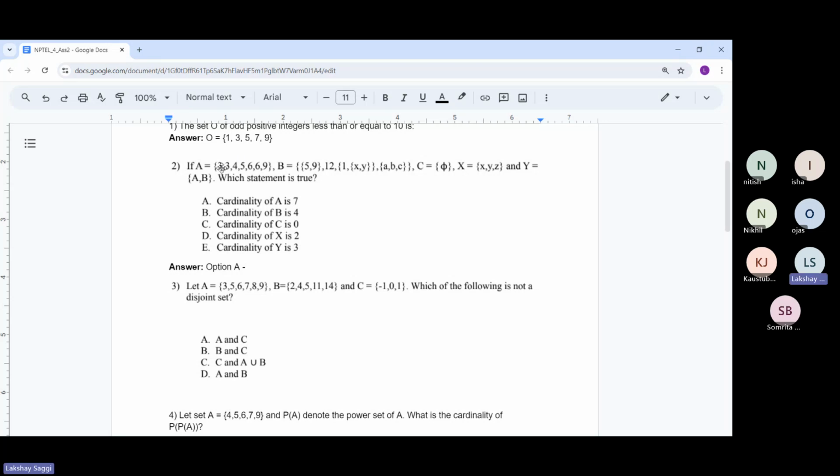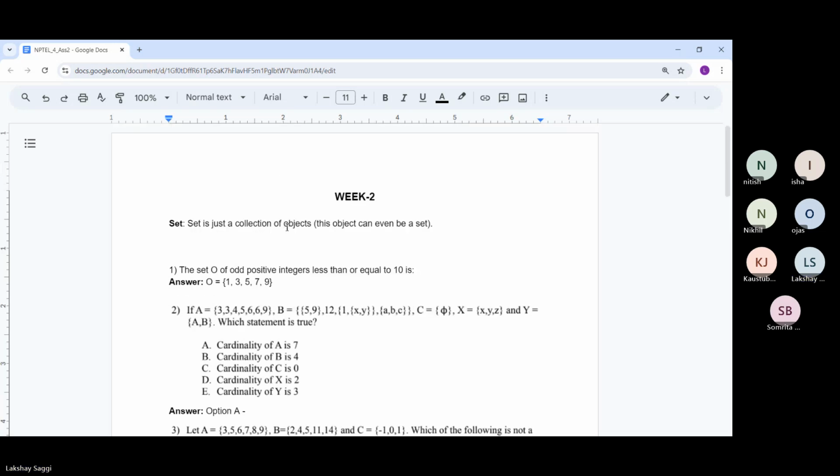So what is the set A? It contains the elements 3, 3, 4, 5, 6, 6, 9. Another thing to note is that a set is just a collection of unique objects. Okay, I think I missed another point in the definition. So note that a set is a collection of unique objects.